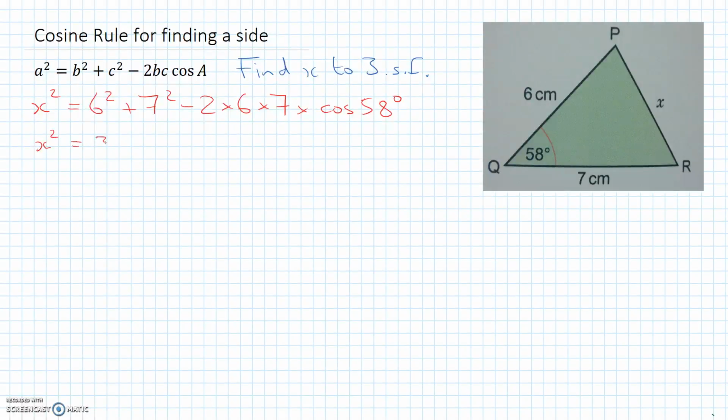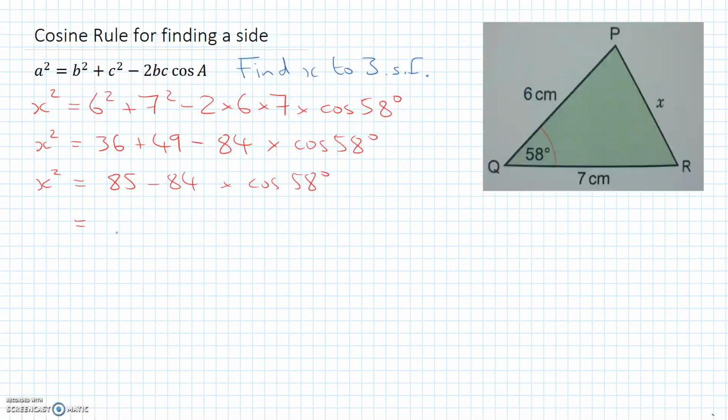So x squared is 36 plus 49 minus 2 times 6 times 7. Well, 2 times 6 is 12, times 7 is 84, times the cosine of 58. Now again, we could put those numbers straight into the calculator, but we could simplify again. We've got 36 plus 49, I make that 85, minus 84 times the cosine of 58.